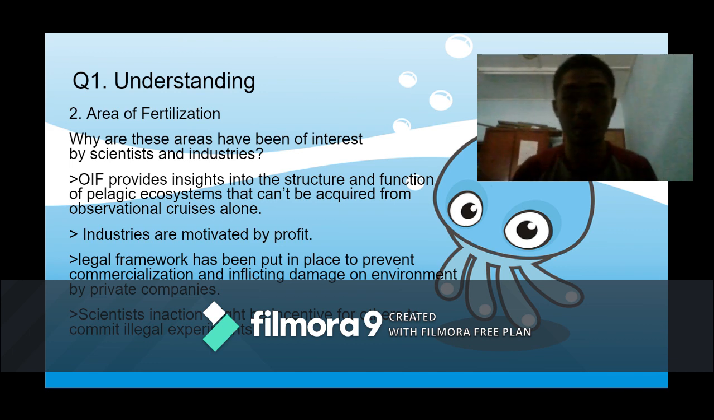Ocean iron fertilization provides insights into the structure and function of pelagic ecosystems that cannot be acquired from observational cruises alone. That is why scientists and industries are both very interested in studying ocean iron fertilization. Industries, for example, are mostly motivated by profit. So a legal framework has been put in place to prevent commercialization and infliction of damage on the environment by private companies. Scientists' actions might be an incentive for others to commit illegal experiments.